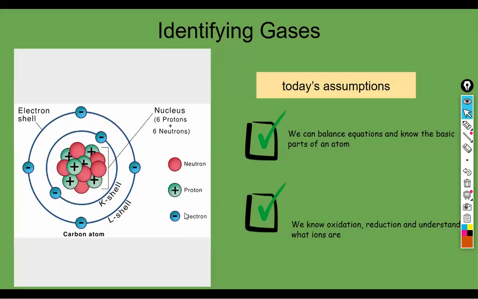So we have to make some assumptions today, right? We did so much work already. The assumption is, I'm going to assume that everybody knows the parts of the atom by now: protons, neutrons, and electrons. You know which one is positive, you know which one is negative, which one has no charge. We've been down that road already.